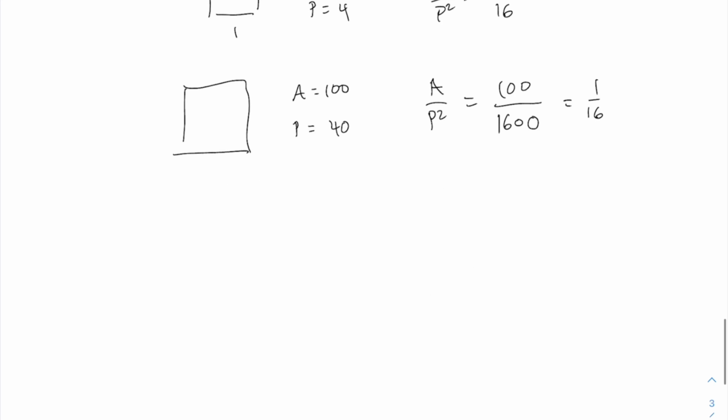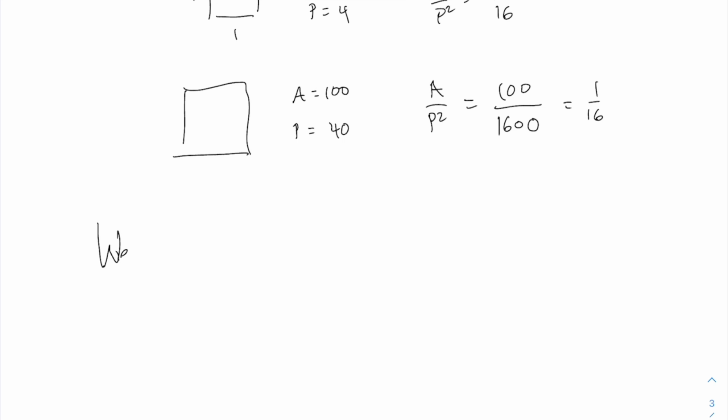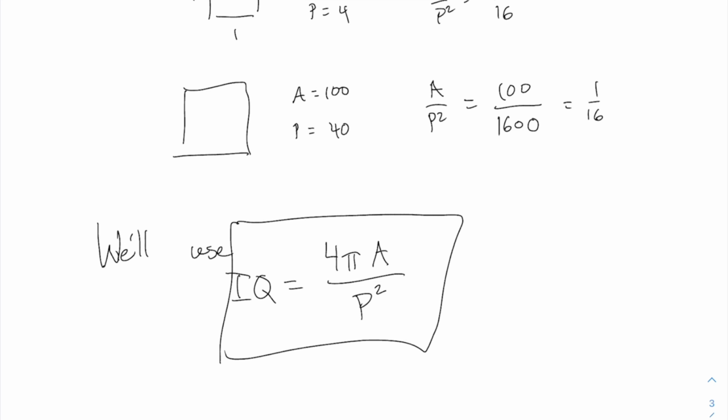So the real formula, we'll use this: 4 pi A over P squared. All right, this is the formula for the isoperimetric quotient that, unfortunately, you'll have to memorize. I said on the first day of class, there are no formulas that you're going to have to memorize, except one. This is the one. This is the formula, which you'll have to memorize when we do it on our test or something. 4 pi A over P squared. It's basically A over P squared, but it has this extra 4 pi.